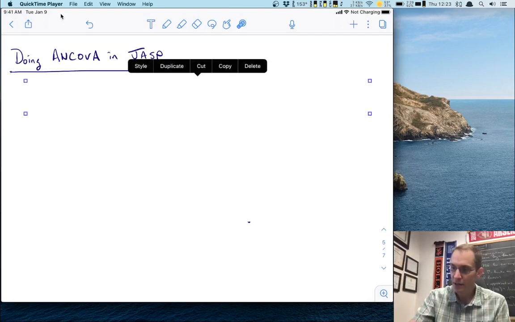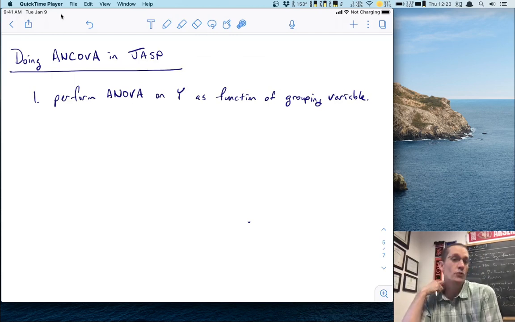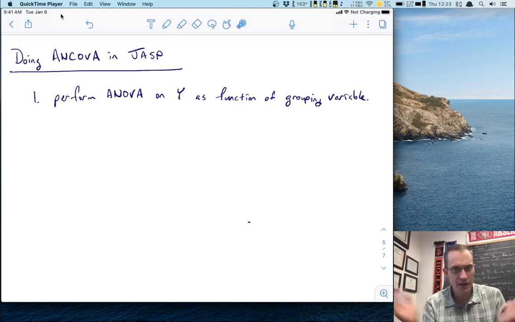So the first step when doing an Ancova is actually not to do an Ancova, or analysis of covariance. It's to do an Anova first, because if you don't need to include the covariate, then don't, right? There's no reason to make things more complicated. So typically we perform the Anova as a function of some group variable. So in this case, that's the instruction type.